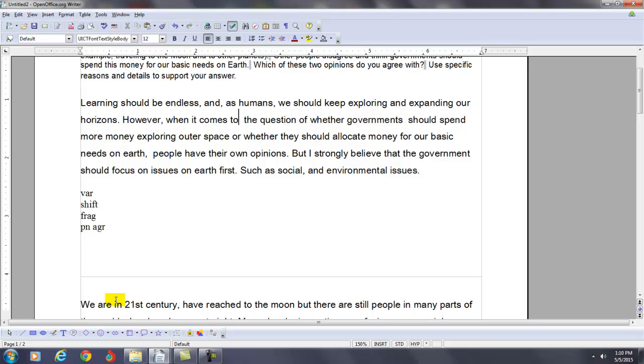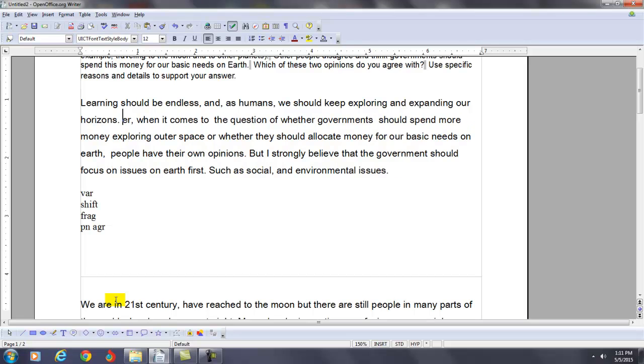Let's look at this previous sentence too. I want to check to make sure you're using the right word here. I don't know how ever works there, because you're not really introducing an opposite idea. You're saying in the previous sentence that we should keep exploring and expanding our horizons. And then you're saying that people have opinions on whether the government should spend money exploring outer space or allocating more money for our basic needs.